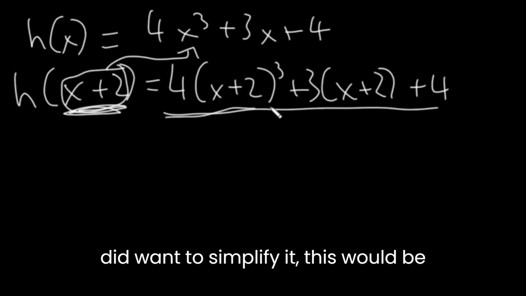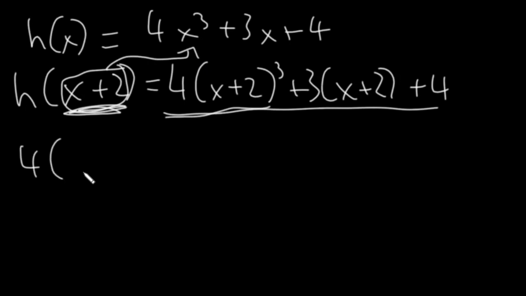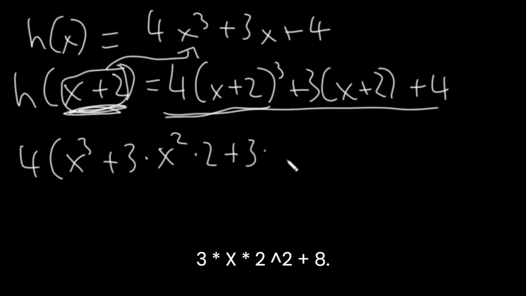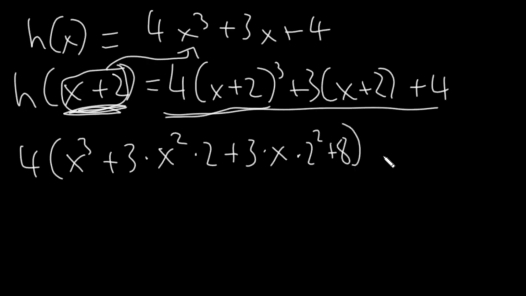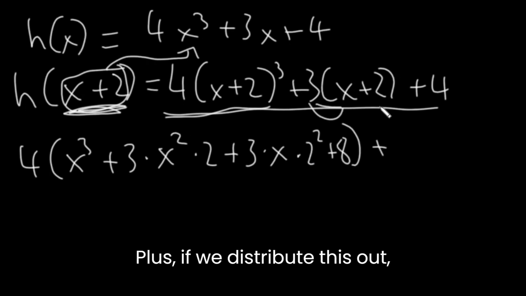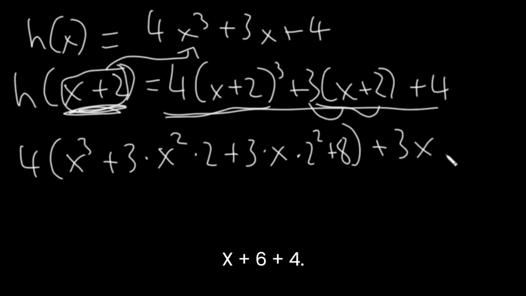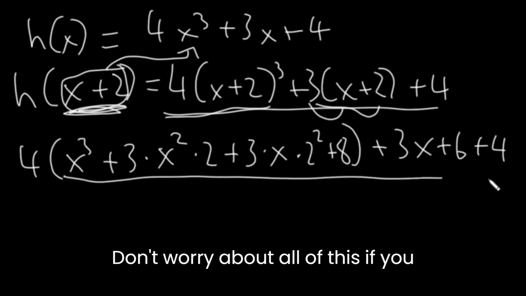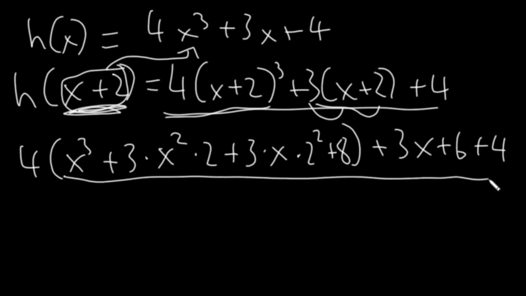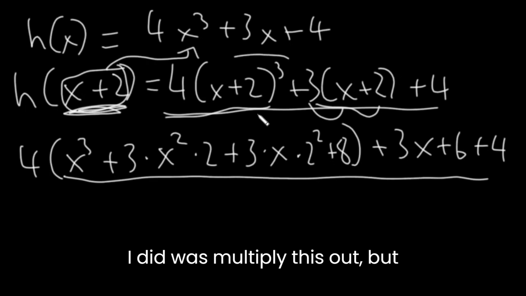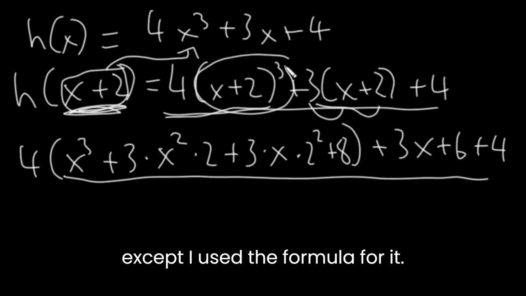If you did want to simplify it, this would be 4 times x cubed plus 3 times x squared times 2 plus 3 times x times 2 squared plus 8, plus, if we distribute this out, we'll get 3x plus 6 plus 4. Don't worry about all of this if you don't understand it. All I did was multiply this out, except I used a formula for it.